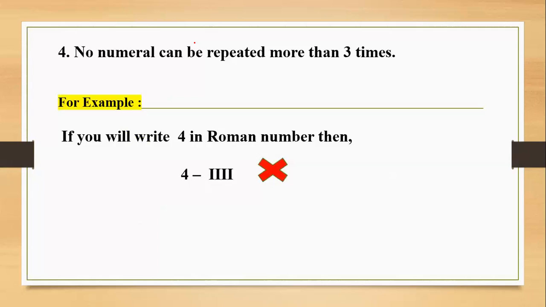The next rule is no numeral can be repeated more than 3 times. For example, if you write 4 in a Roman number, and we have written the 4 as 4 I's, 1, 2, 3, 4, so we have written I 4 times. But the rule says that no numeral can be repeated more than 3 times. So this is the wrong way to write the number 4 in the Roman system.